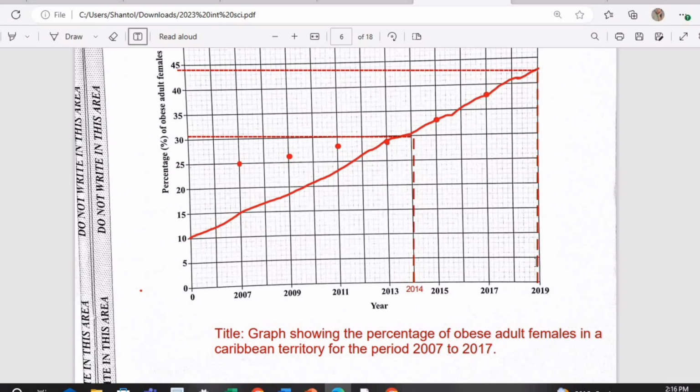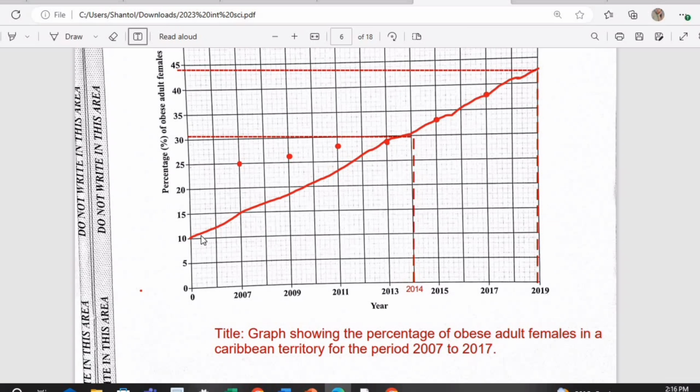The other part of the question also asks us to determine the percentage of the adult obese females at the year 2019. So we do the same thing. You draw a dotted line from your year, we go up, we see where it touches our line of best fit, we bring it across, and for this one it looked like about 44%.